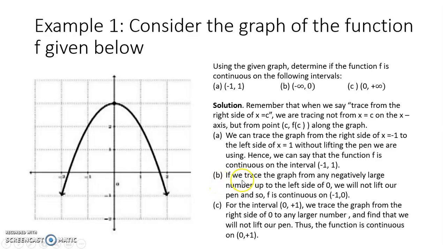For letter B, if we trace the graph from any negatively large number up to the left side of 0, we will not lift our pen, and so f is continuous on -infinity, 0. Okay, -1 to 0, galing dito, papunta doon. Okay, so wala din hole, so continuous siya dyan. Letter C, for the interval 0, positive infinity, we trace the graph from the right side of 0 to any larger number and find that we will not lift our pen. Thus, the function is continuous on 0, +infinity.